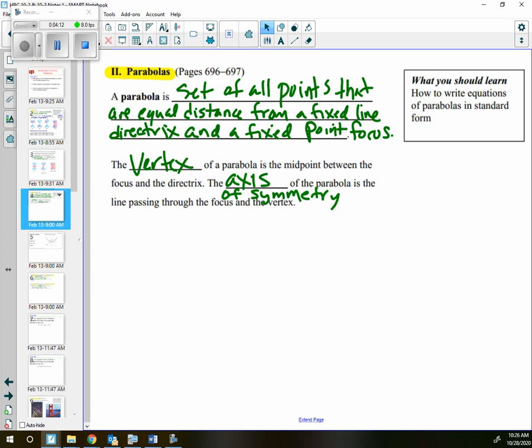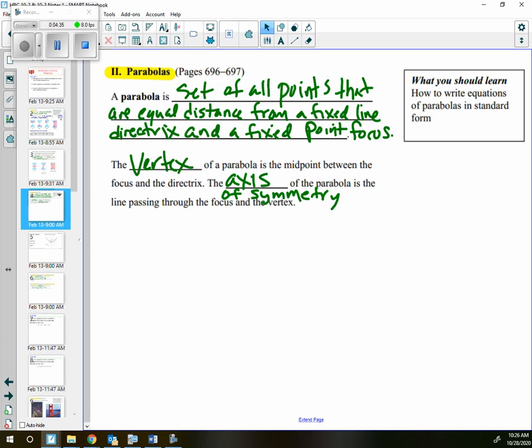A parabola, this should not be a super big surprise to you, is the set of all points that are equal distance from a fixed line, which they call the directrix, and a fixed point called the focus. So equal distance from a point and a line makes a parabola. There are some really cool videos you can watch to see how those are constructed. It's just all those fixed points.